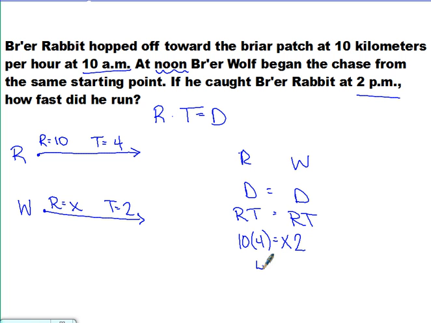All right, so now we're solving for his rate. 10 times 4 is 40. x times 2 is 2x, which means that x is equal to 20. All right, so Brer Wolf's rate was 20 kilometers per hour. And we have answered the question. That's all we need to solve for. All right, again, we're going to use the formula: rate times time equals distance. And we sketched or diagrammed our information.